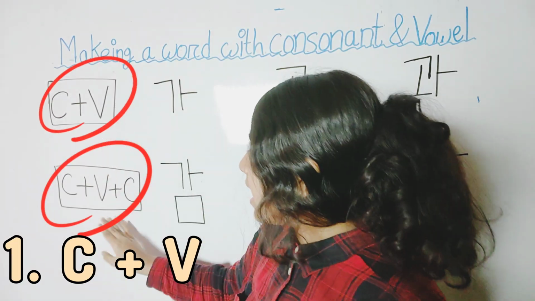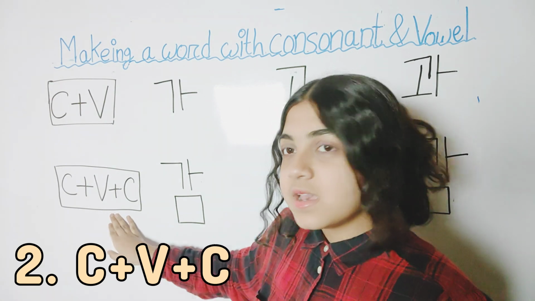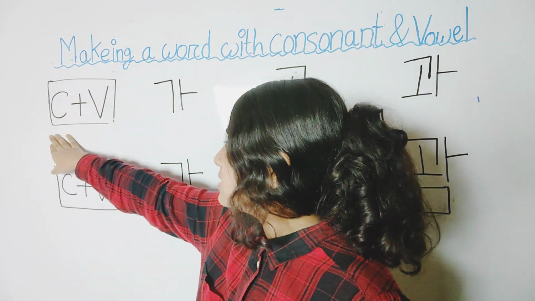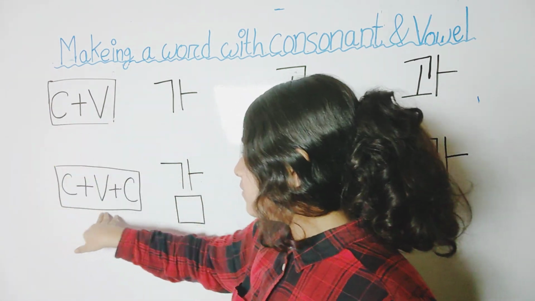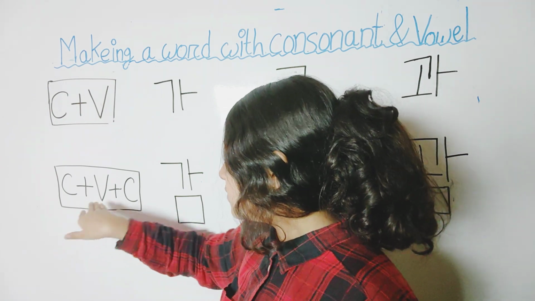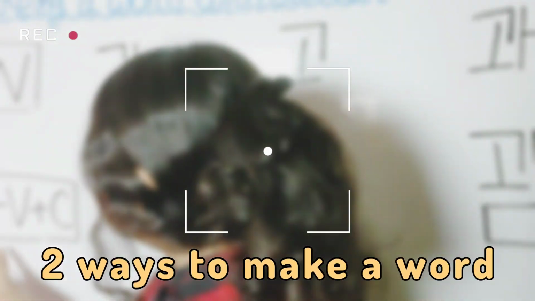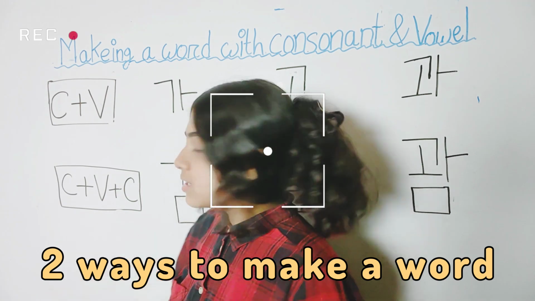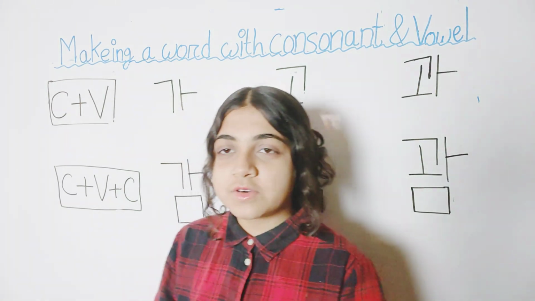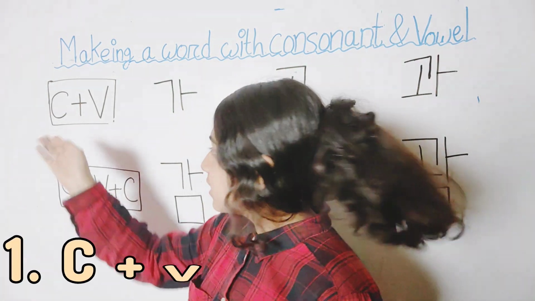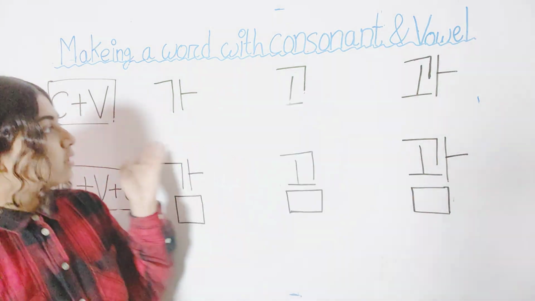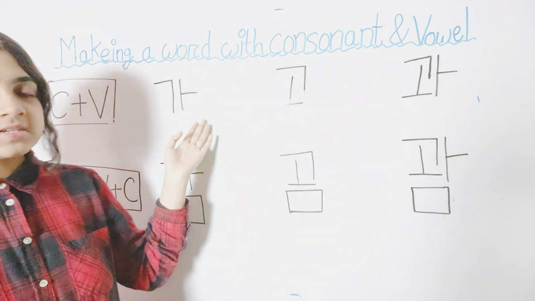C plus V and C plus V plus C. Here C plus V is consonant plus vowel, and C plus V plus C means consonant plus vowel plus consonant. So these are the two ways to make a word. First of all, I'm gonna show you the consonants and vowel. These three are consonant plus vowel.